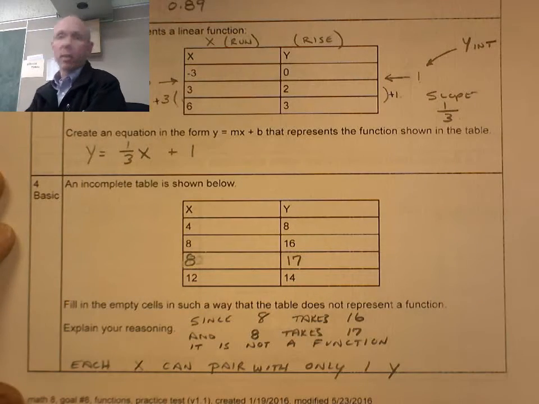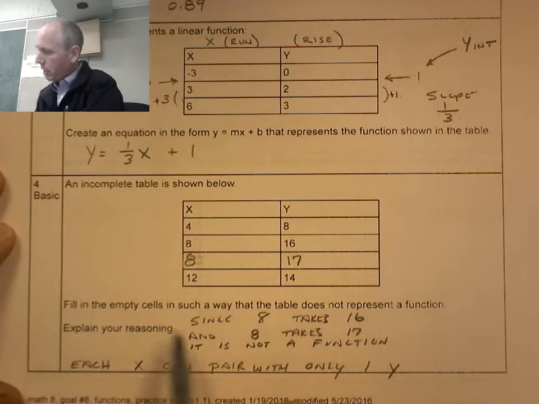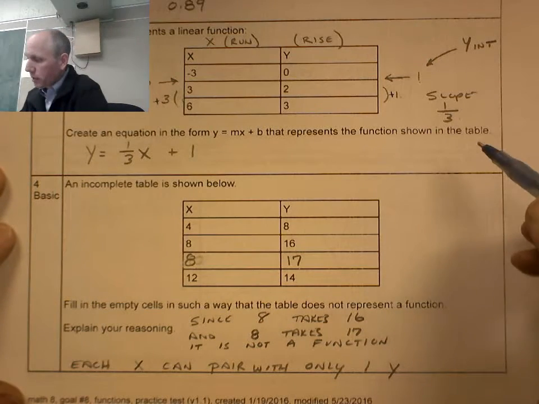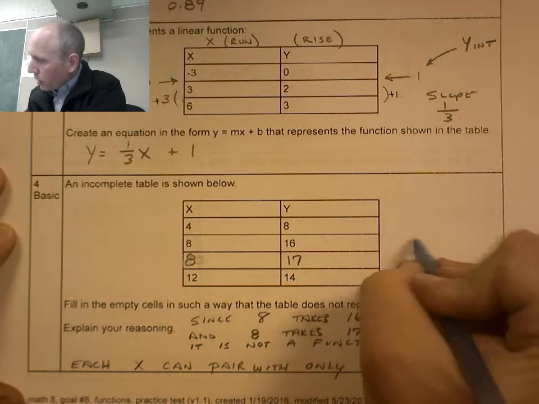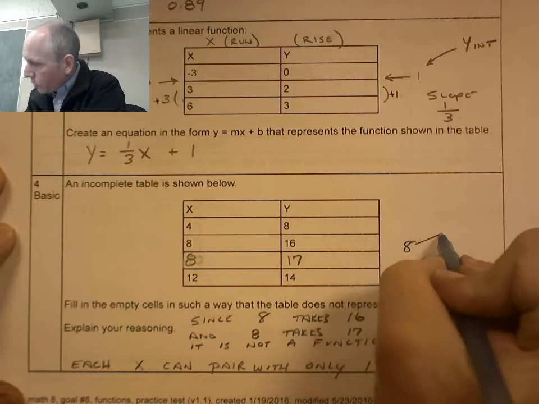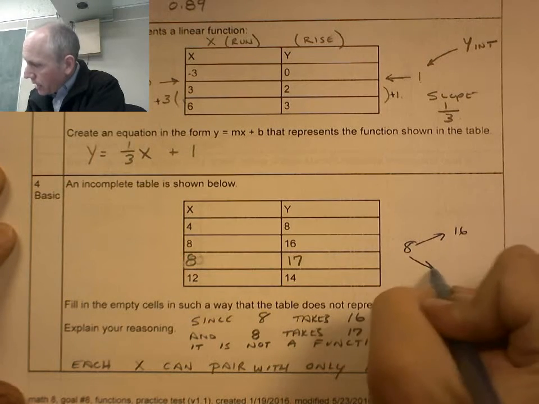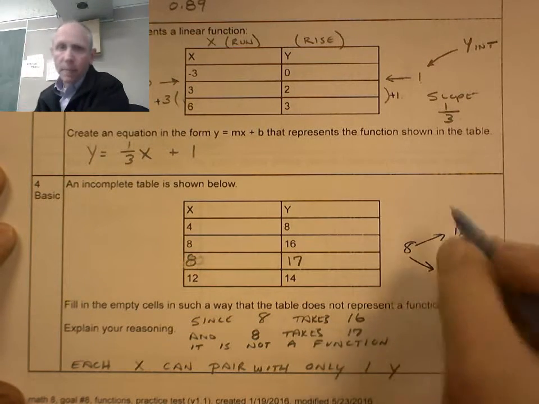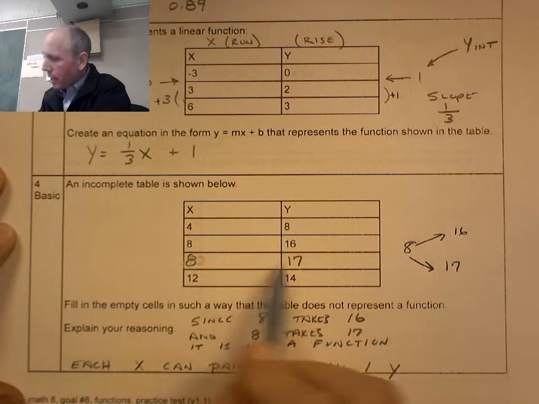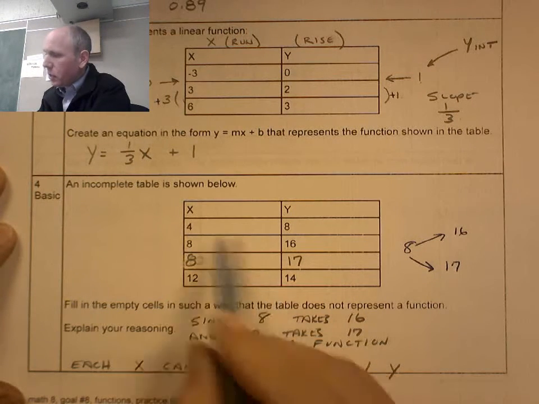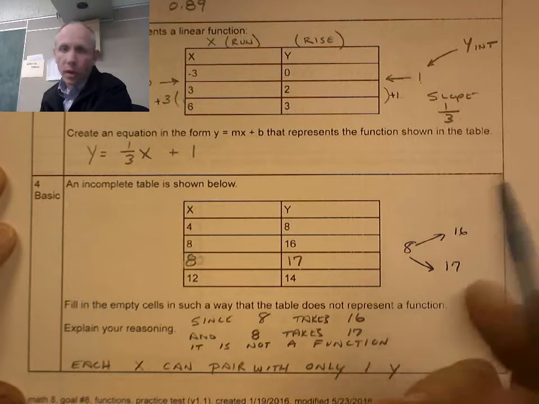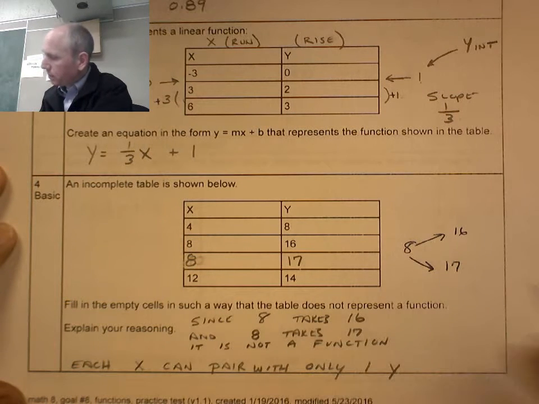An incomplete table is shown. Fill in the empty cells in such a way that the table does not represent a function. What I'm looking for, I did it like this. I did 8 is grabbing 16, and 8 is grabbing a 17. So right there, I doubled up on my 8s. You could have doubled up on your 4s or your 12s, but I doubled up on the 8s.